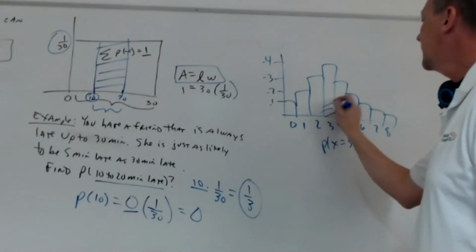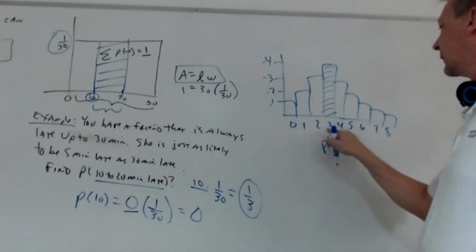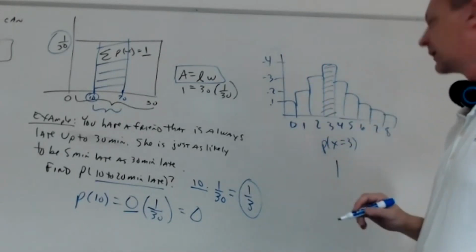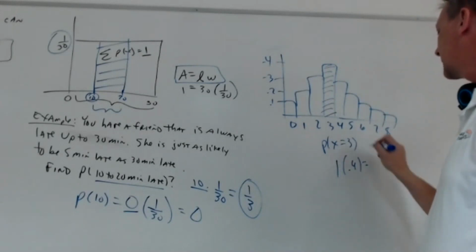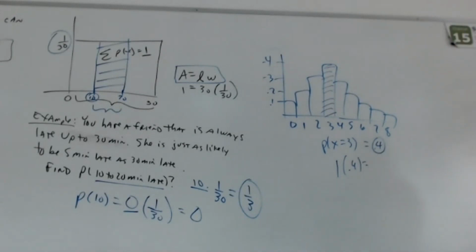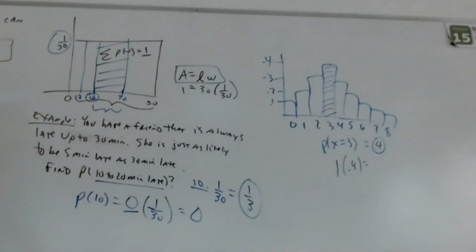If x equals 3, it's just the area of that rectangle there, right? What's my length? 1. What's my width? 0.4. So the probability that x equals 3 is 0.4. That's discrete. So what about continuous? So continuous, the probability that x equals 3 is 0 because that has no length. It's got width, it has no length.